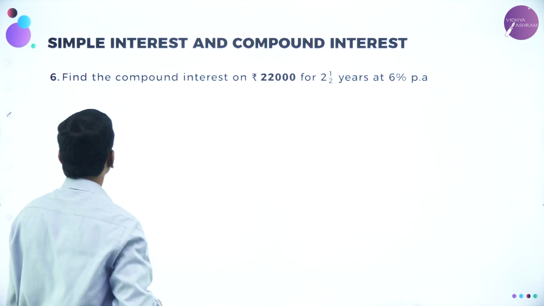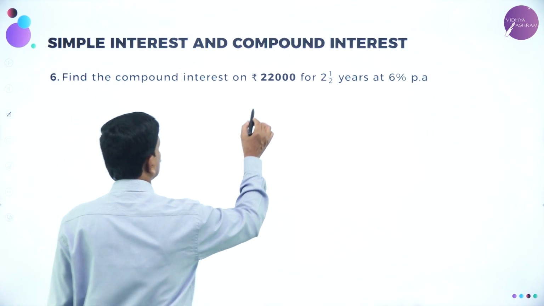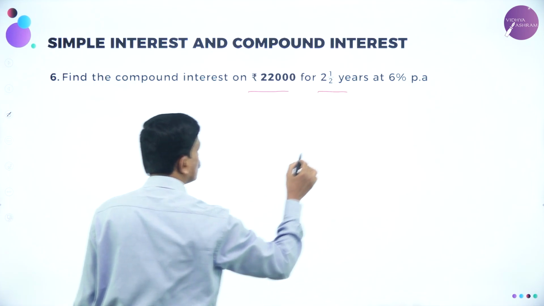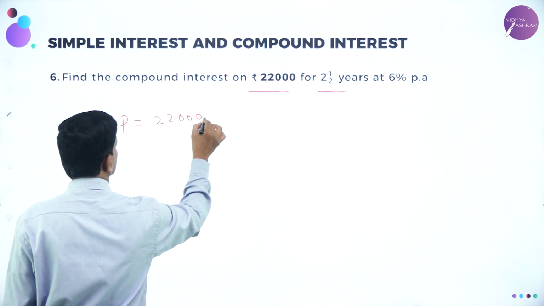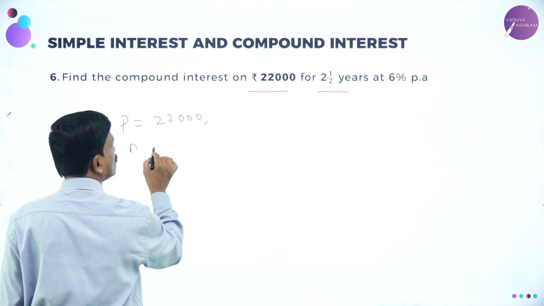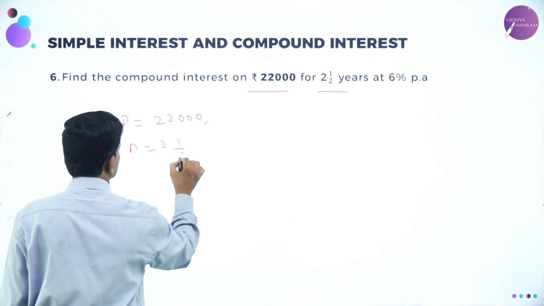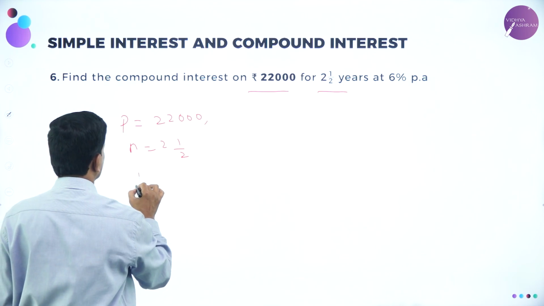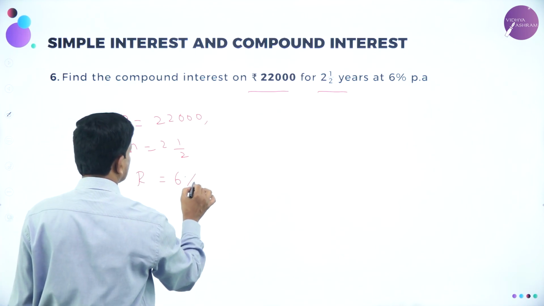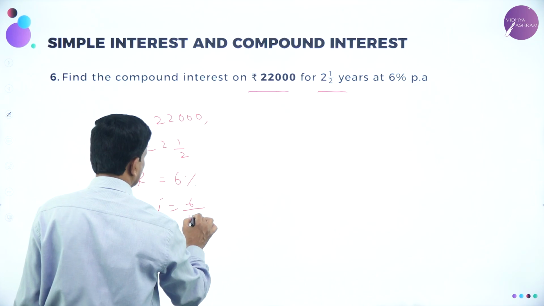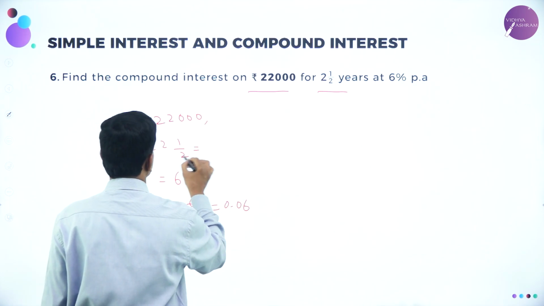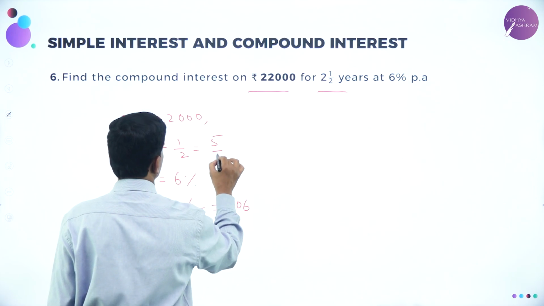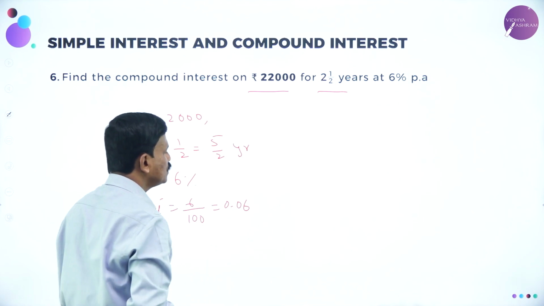Same type of problem. Find the compound interest on rupees 22,000 for 2.5 years at 6% per annum. What is given? The principal is 22,000, the time period n is equal to 2.5 years, and the rate of interest r is equal to 6%. So what is I then? 6 divided by 100, that's equal to 0.06. And n is nothing but 2 to the 4 plus 1 is 5 by 2 years. 5 by 2 years, right?